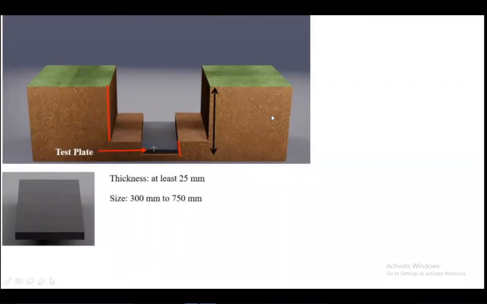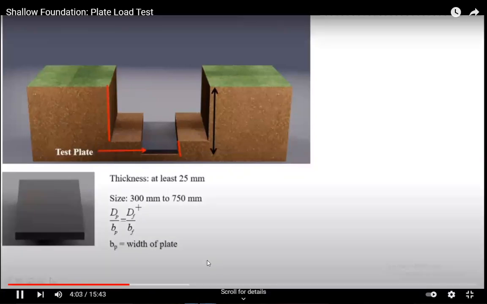Second, the size of the plate should be between 300 mm and 750 mm. And the most important thing, the depth to width ratio of this plate should be equal to the depth to width ratio of your foundation. If it is not possible to have it equal, that ratio should be approximately equal to the depth to width ratio of your foundation. This is very important, otherwise you will not be able to correlate your data with your actual foundation. Next, let's say BP is the width of the plate.